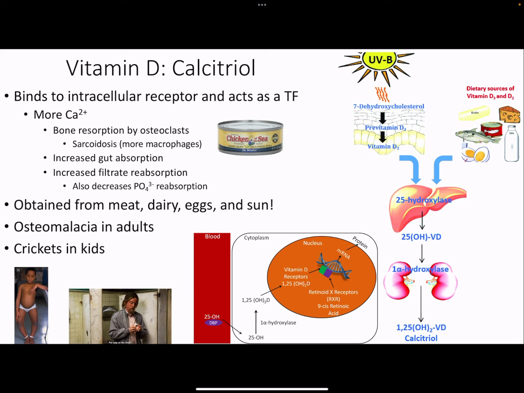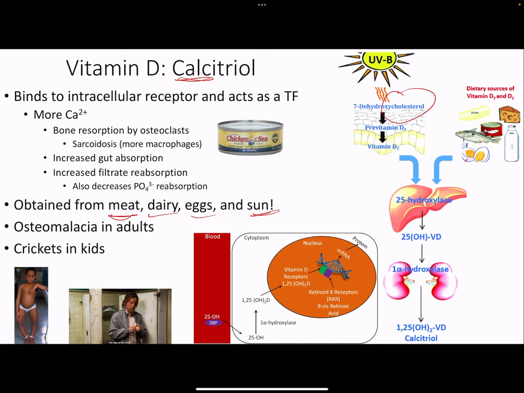Vitamin D, calcitriol, because it helps with calcium. You remember ADEK. These are our nonpolar vitamins that can go right through the membrane. It acts kind of like a testosterone or progesterone or aldosterone hormone. It goes through, it binds to an intracellular receptor, and then it can act as a transcription factor. Now it's a little bit more complicated than that. And so it can come from meat, dairy, eggs, and the sun. Let's look at the sun.